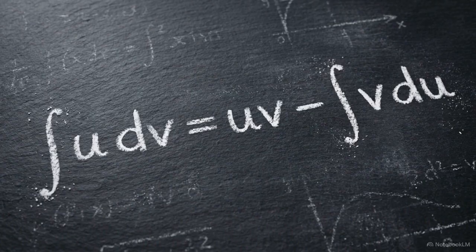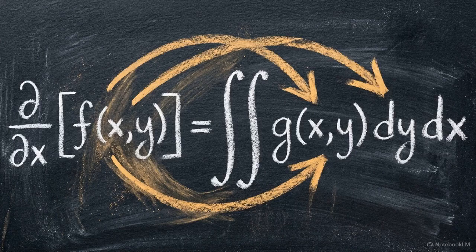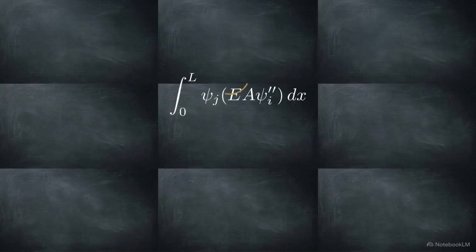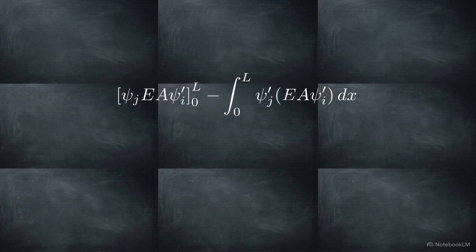We can do this by applying integration by parts. The goal is to use this calculus technique to shift the derivative burden away from the trial function. During the operation, one derivative moves across the integral, detaching from psi sub i and attaching to psi sub j. The required differentiation on psi sub i is reduced by 1 degree, and to keep the equation balanced, psi sub j increases by 1 degree.